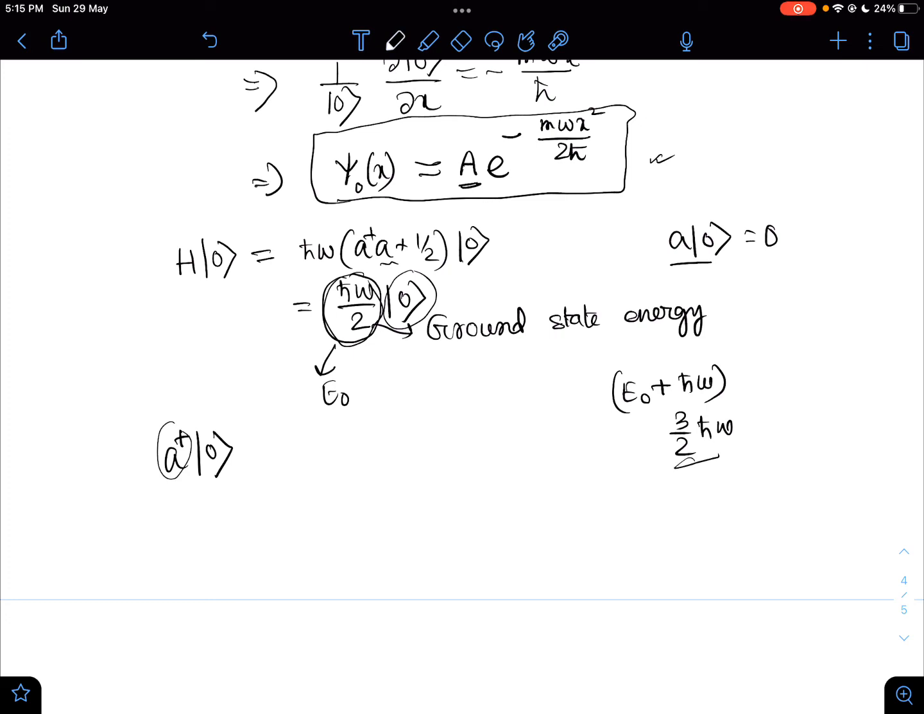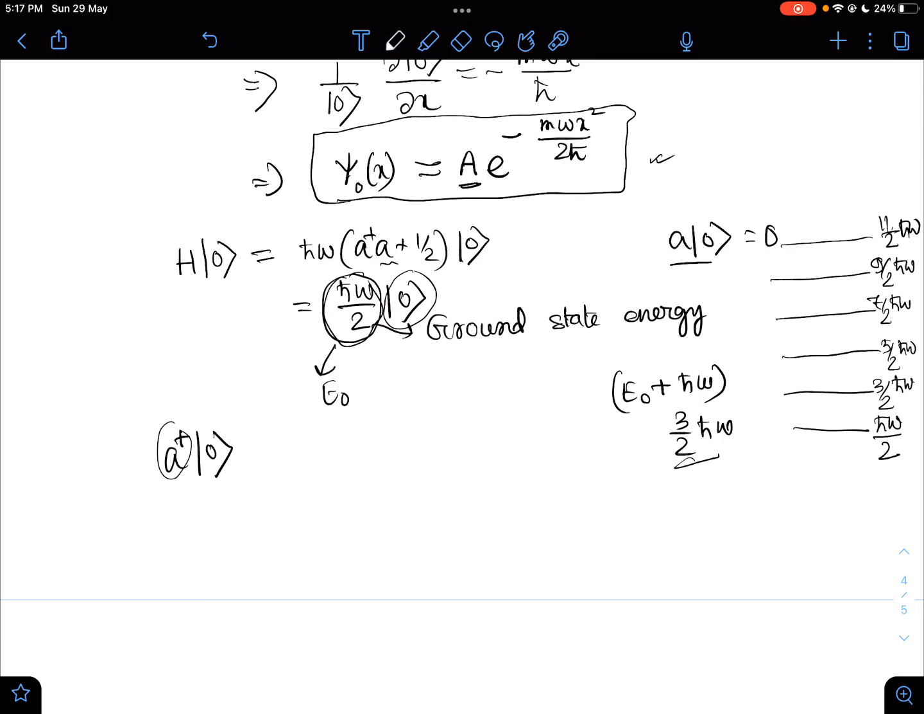In this way we can get the spectrum of energy, like what are the possible values of energy, from this raising and lowering operator. So the ground state has energy ħω by 2, the first excited state has this, the next excited state has this. So in this way we can calculate the whole spectrum of energy with just the help of this raising and lowering operator.